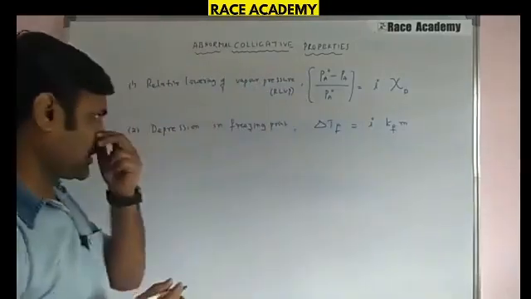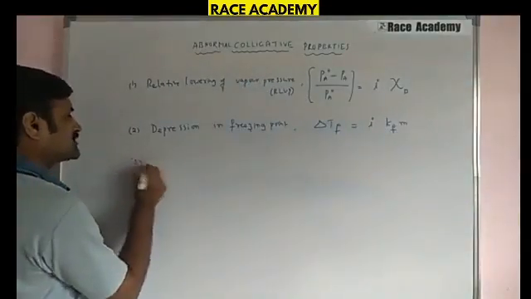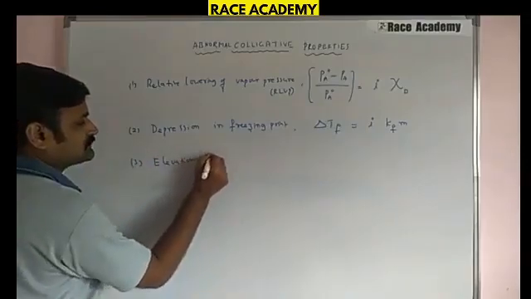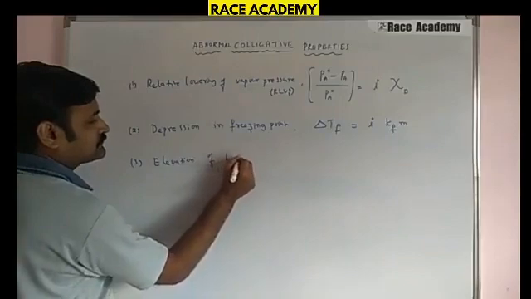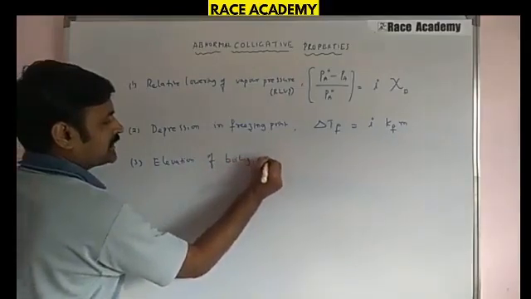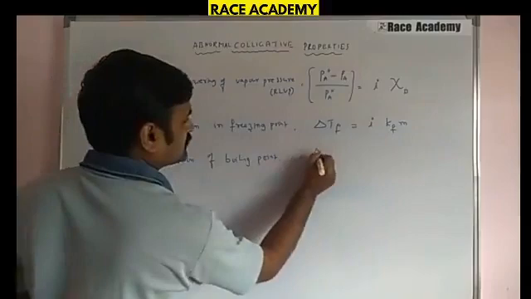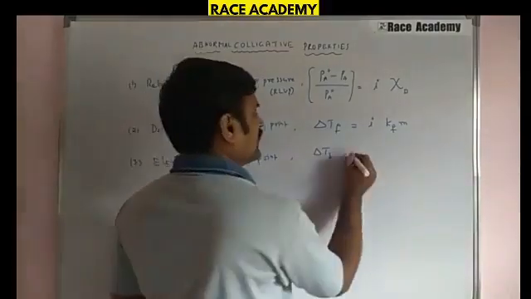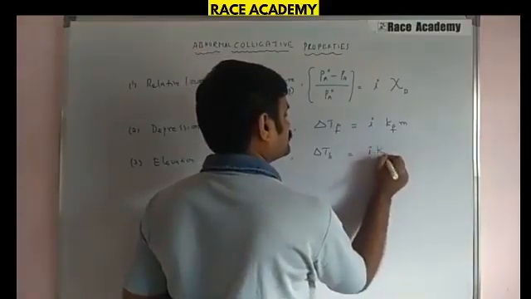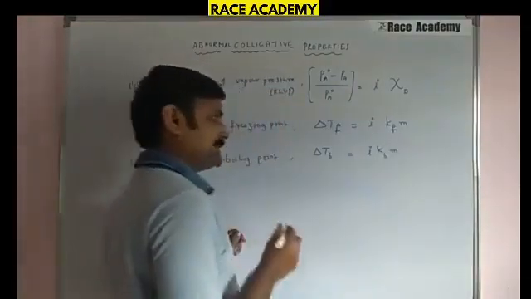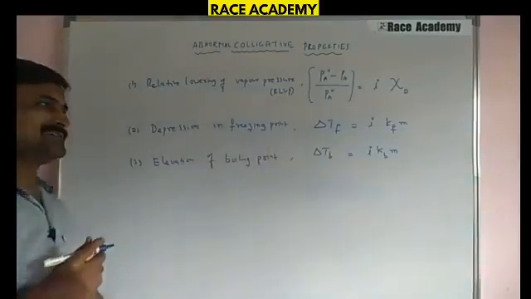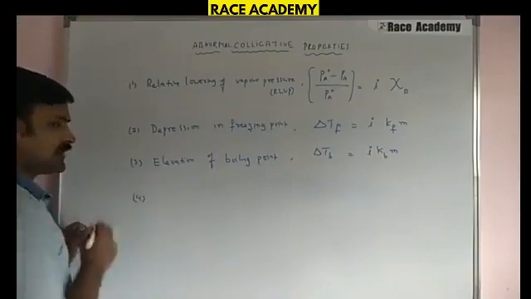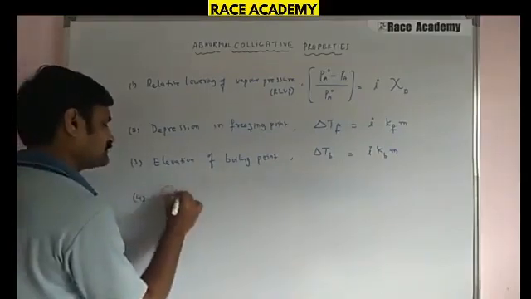Small m is molality. The next, third one is elevation of boiling point, that is delta TB, which is equal to I into Kb into molality, where molality can be expanded using its formula. And the fourth one, I can call it osmotic pressure.